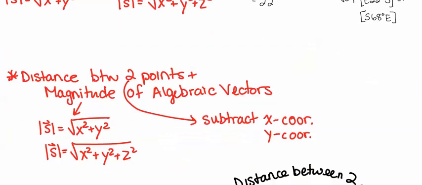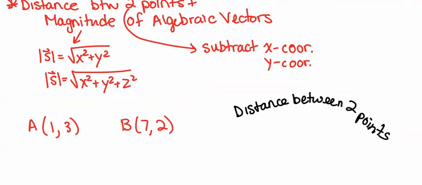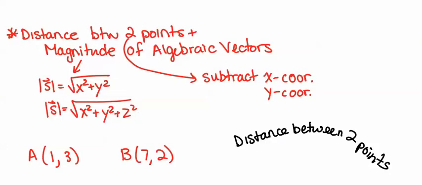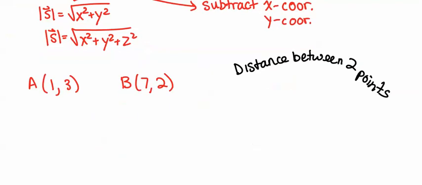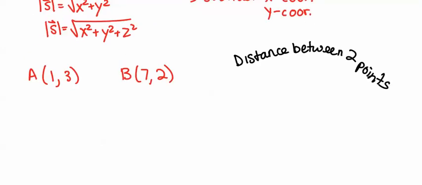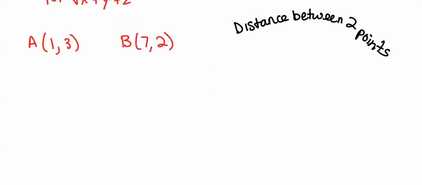Distance between 2 points. We talked about this in class. Finding the distance between 2 points for algebraic vectors means you're finding their magnitude, which I just talked about up there. So let's try one. Distance between 2 points. If we have 2 points, (1, 3) and (7, 2), let's sketch that.